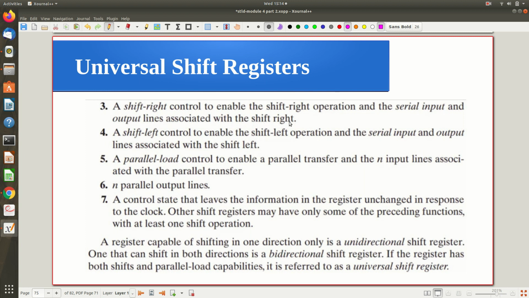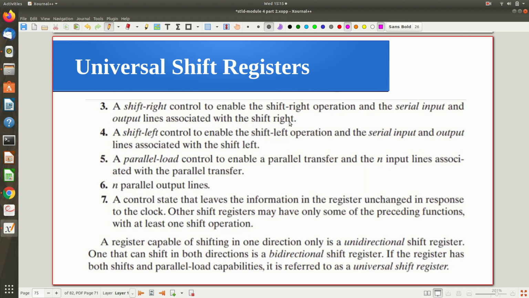Whenever we are shifting information towards the right, there should be some way for information to enter the register one by one. That is the serial input line. Similarly, the point from where the information is leaving the register is the serial output line, so that is also needed. Similarly, if you are shifting left, we need a shift left control that says whether to shift left or right. It could be a common control line, to enable the shift right and shift left operations, with corresponding serial input and serial output associated with the shift left operation. And we should have the parallel load control also.